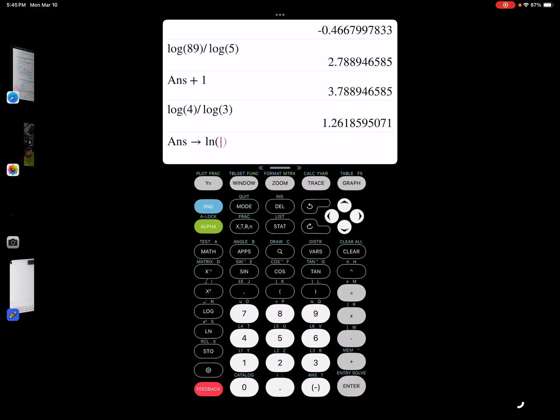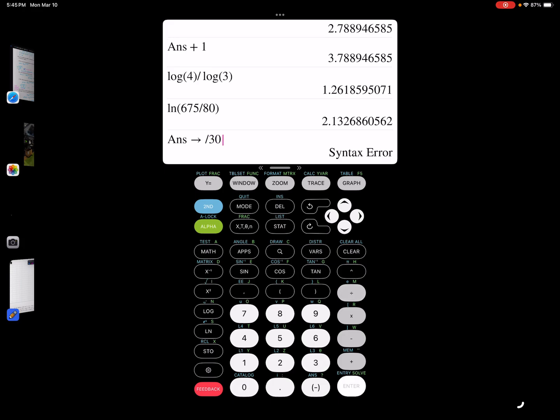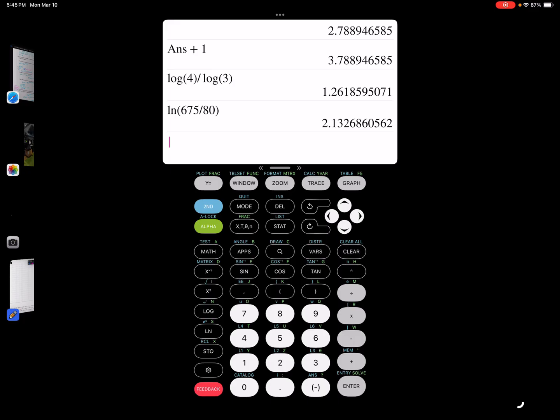So ln, what was it? 675 over 80. Close. I need to take that answer off there. Delete. So I get that answer and then store and divide by 30. I think that's how you do it. No, I don't know how you do it. You gotta ask somebody. I'll ask her. That can't be that hard though. Hopefully she knows how to do it. Store the answer, second enter. She will. Enter.